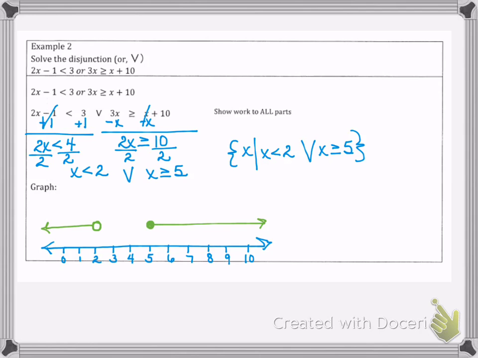A disjunction graph should look like two different pieces here, whereas the conjunction graph was one piece that they had in common, the and. This is an or, which means the x values are either going to fall in this region or in this region, but they can't fall in both.